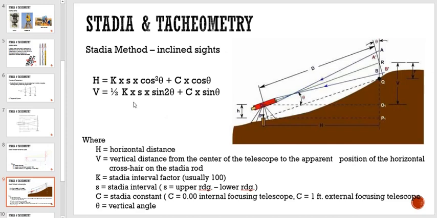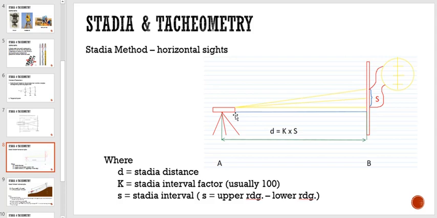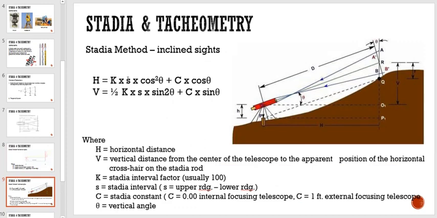For horizontal, that is only H equal to K times S plus C. There are no more angles, just Ks plus C, no more cosine theta. Okay? The Stadia constant C is equal to 0 for an internal focusing telescope, and C is equal to 1 foot for an external focusing telescope.